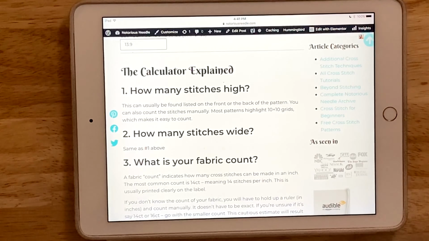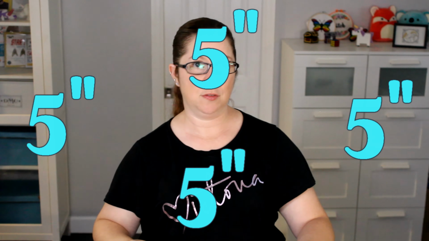Further down, I explain how I came to that calculation. What's important for you to know is that this already includes 3 inches on all 4 sides of extra fabric so you can frame it. If you're working on a large project over 200 stitches, my calculator automatically includes 5 inches of extra fabric on all 4 sides for framing.